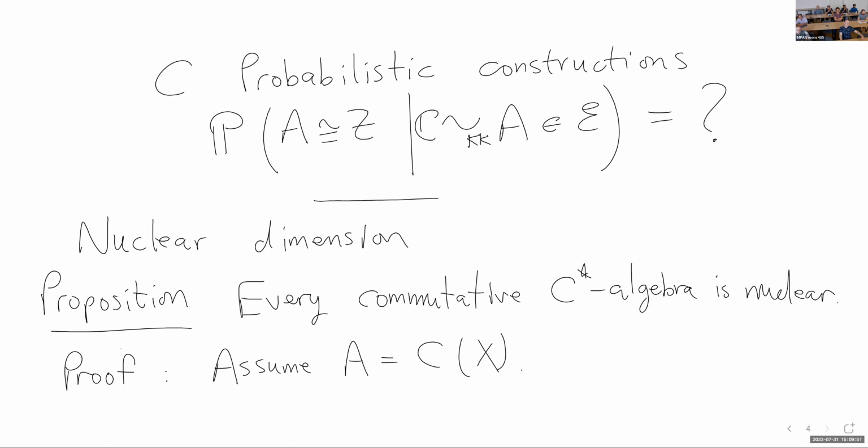So let's pick a finite set F and let's fix an epsilon bigger than 0. Right, so what do we need to do? We need to show that the identity map from C(X) to C(X) can be approximated by some completely positive maps down into some finite dimensional C-star algebra and then back up into the algebra.